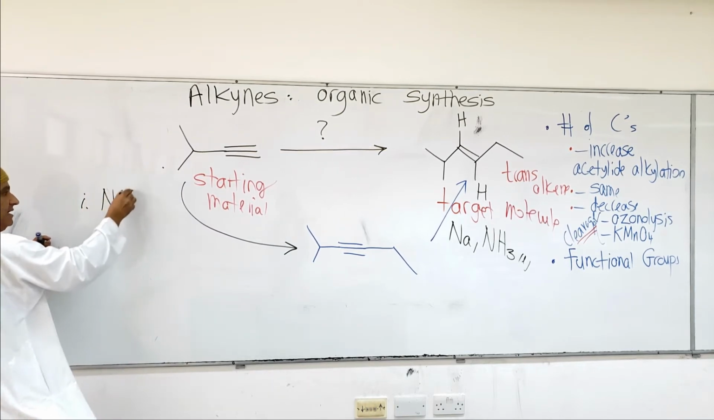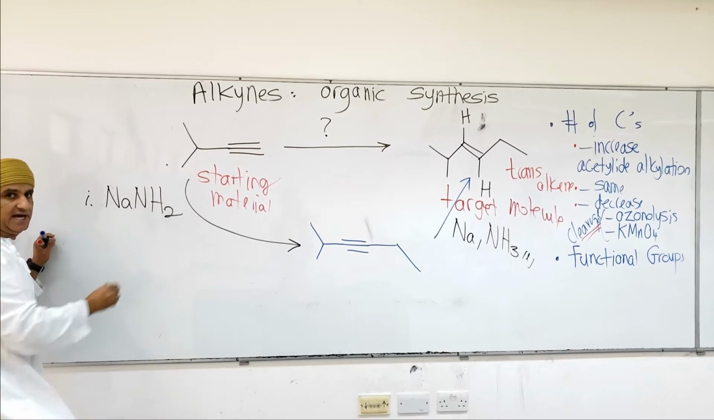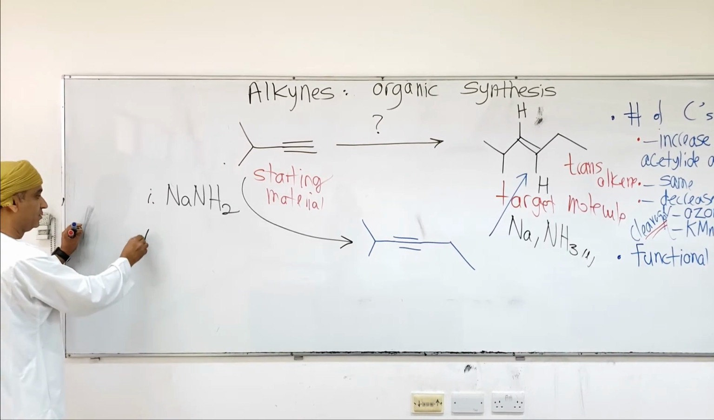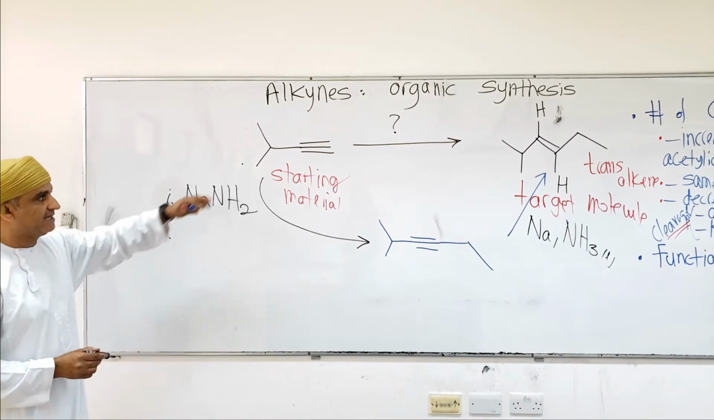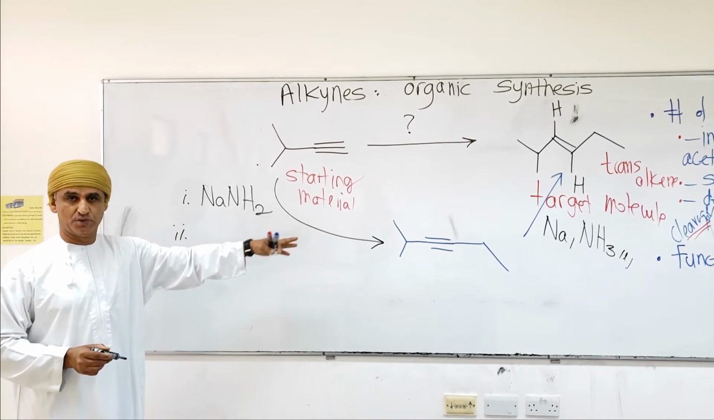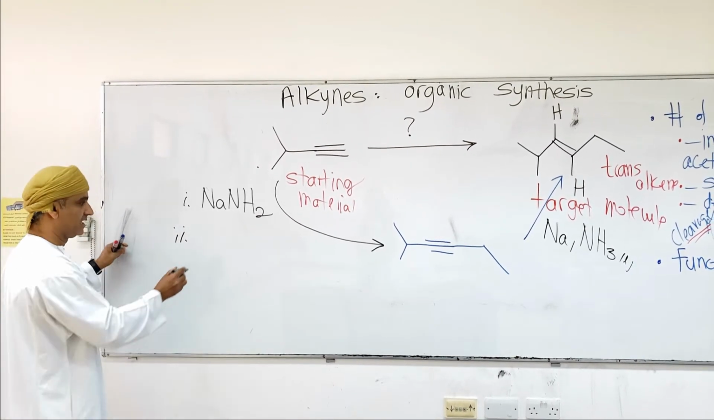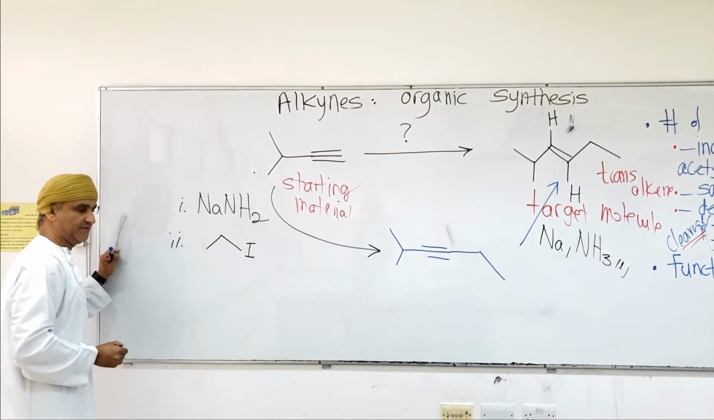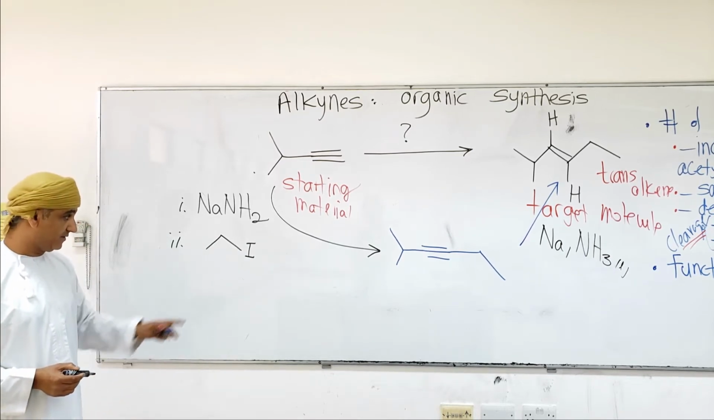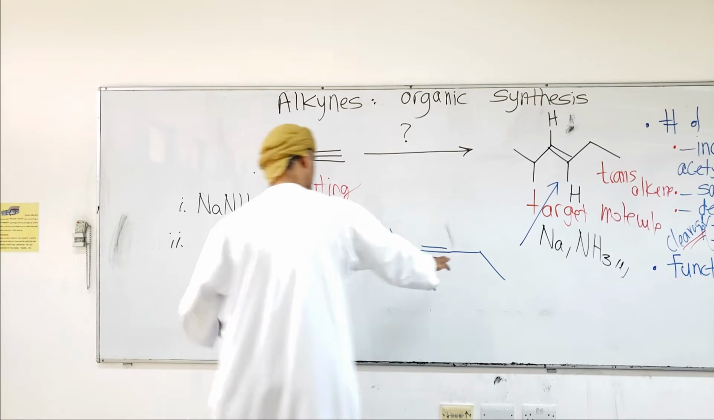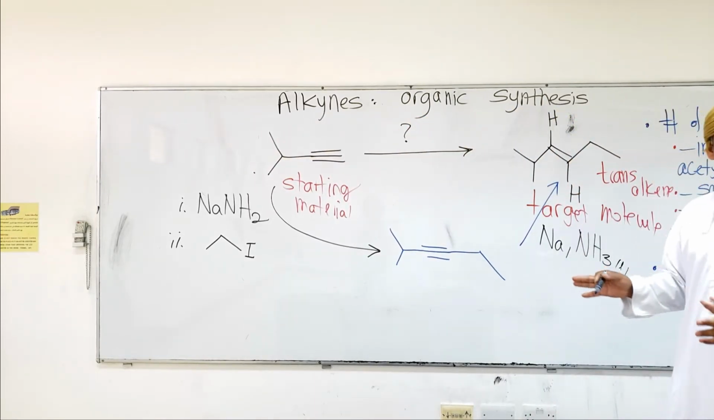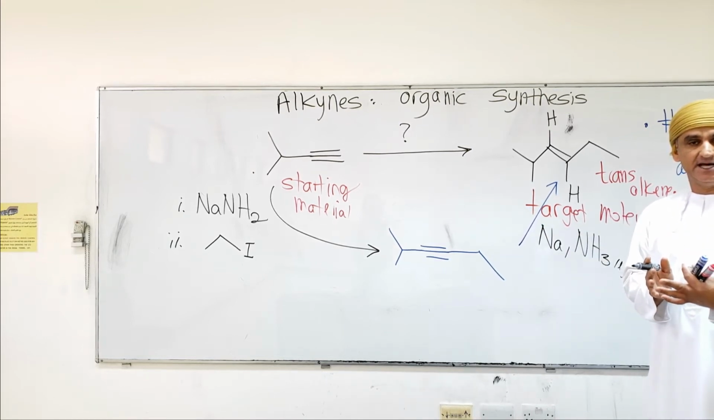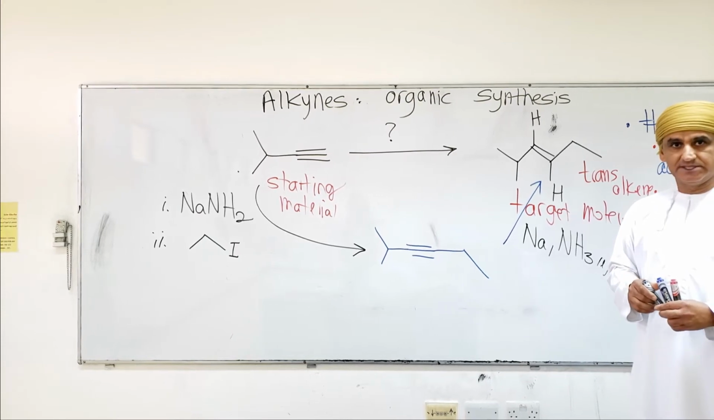Step 1 will be the formation of the acetylide using sodium amide as a base. Step 2 would be an alkyl halide that has the difference in the number of carbons. The difference here is 2, so we need an alkyl halide with 2 carbons. It could be 1-iodoethane, 1-bromoethane, or 1-chloroethane, 2 carbons here. That's because the number of carbons should be increased by 2. That's exactly why an ethyl halide, or alkyl halide with 2 carbons, is used.